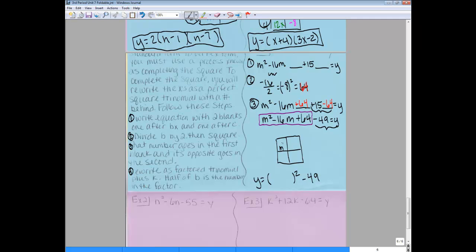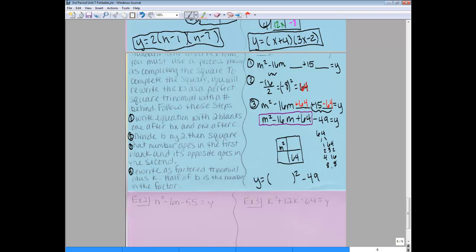We have m squared and 64. We have to come up with our factors of 64. 1 and 64, 2 and 32, 3 and 20, no, that's right. Oh, 3 doesn't go into 64. Sorry. 4 and 16, 6, no, 7, no, 8 and 8.